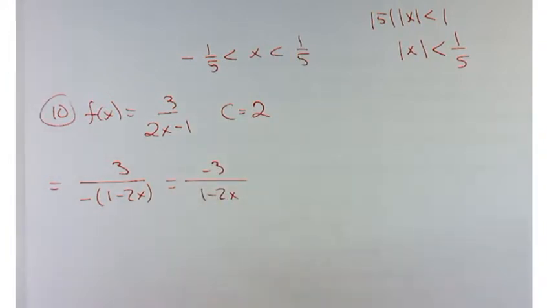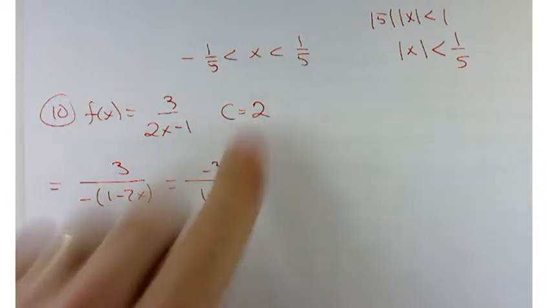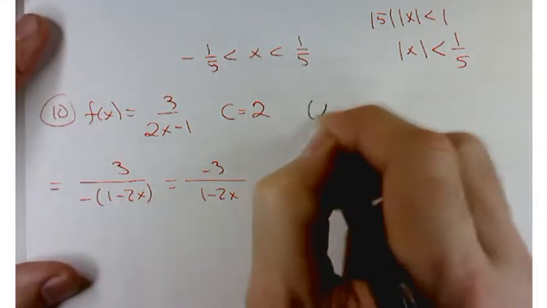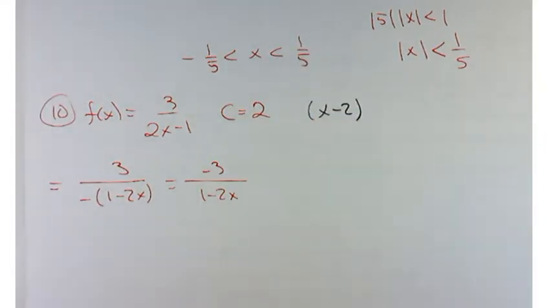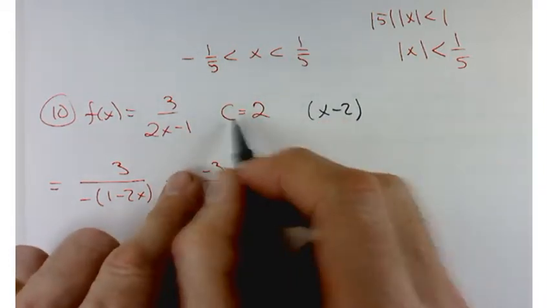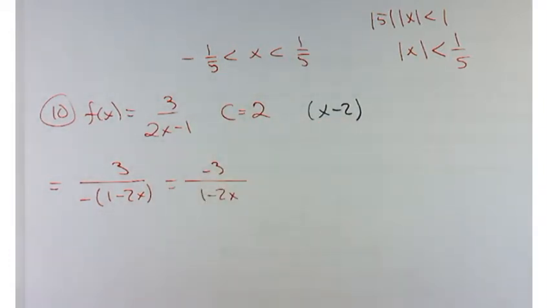So I've just reordered things a little bit. But now I need something that's centered at 2. And if it's centered at 2, that means I'm going to have a term like this, x minus 2, someplace, because x minus 2 is going to have a center at 2. So that has to be part of my denominator term here.